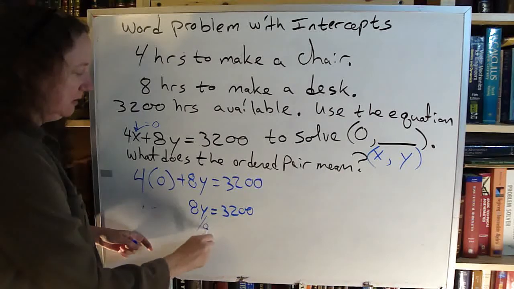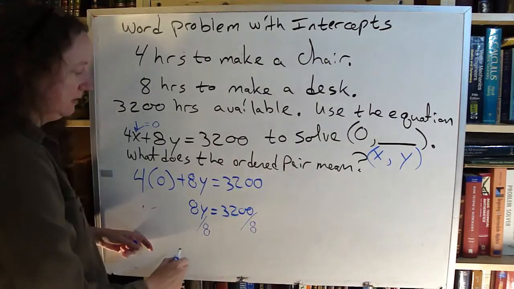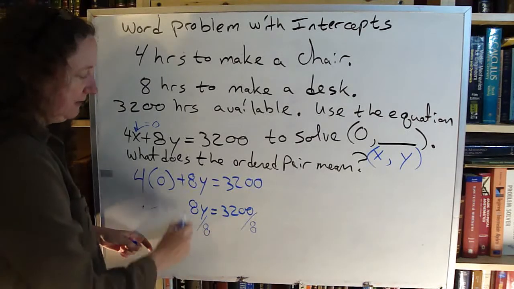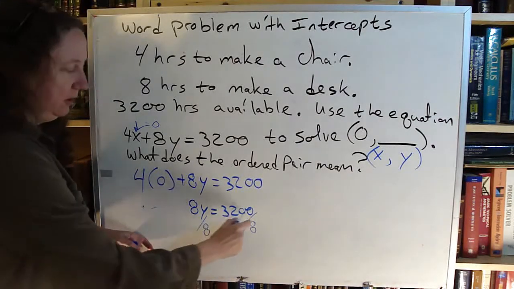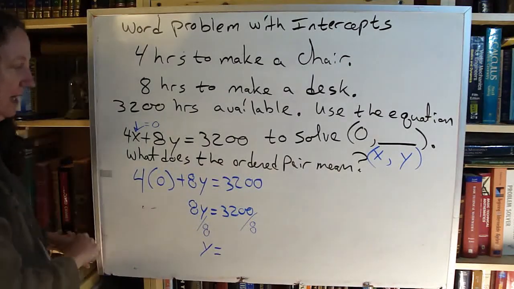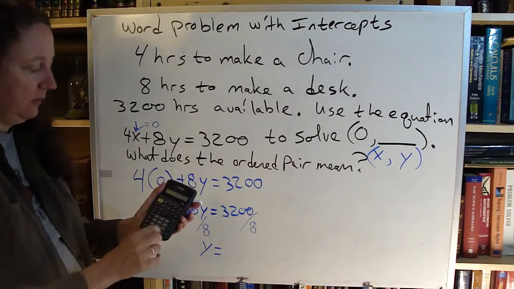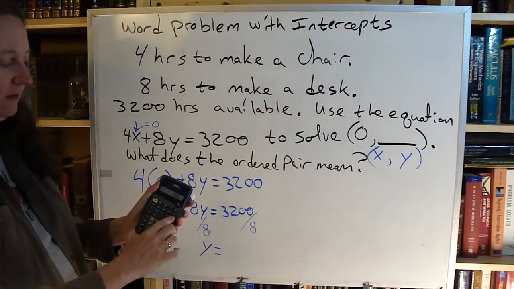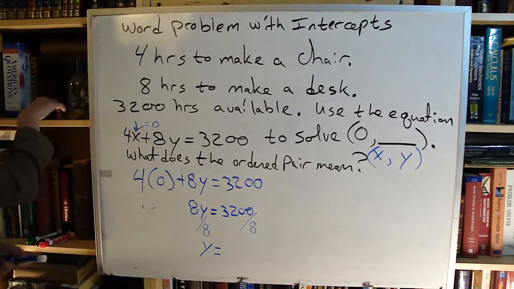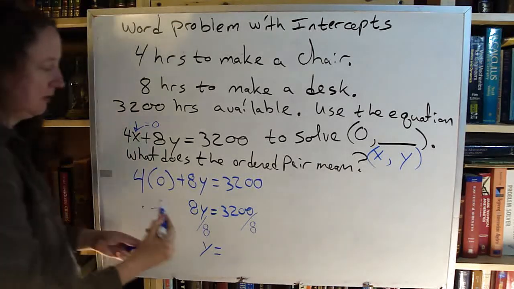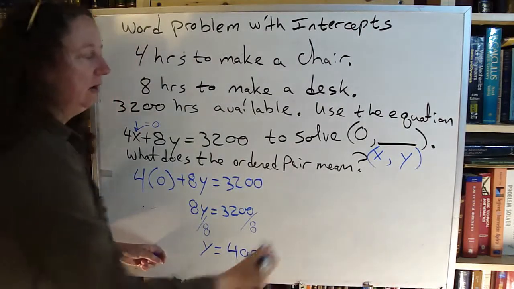Divide out the 8. What I do on one side of the equation, I do on the other. I now have 8 divided by 8 cancels out. I'm left with y equals 3,200 divided by 8. Grab your calculator if you need to. 3,200 divided by 8 equals 400. Now I can fill in my blank.